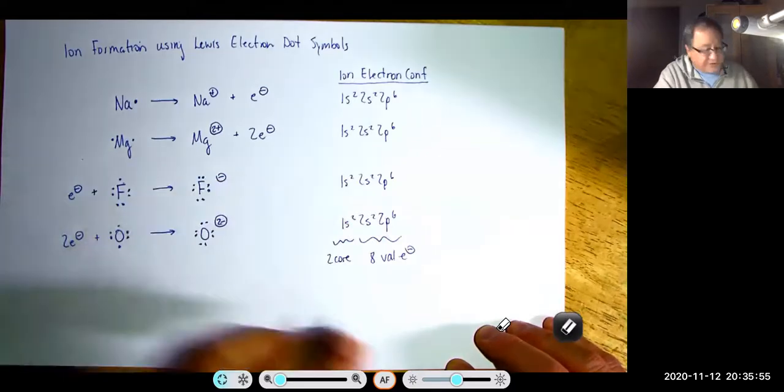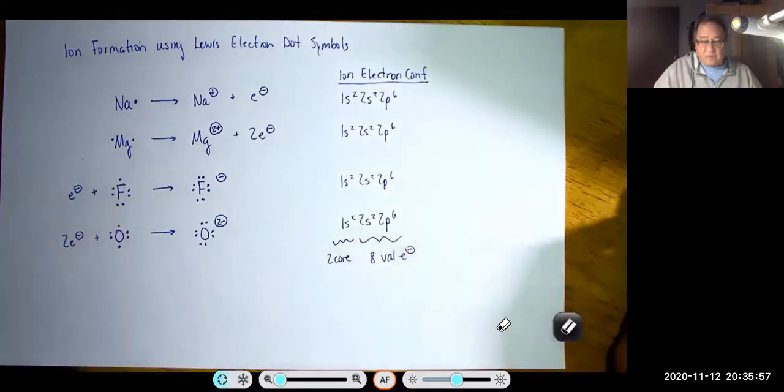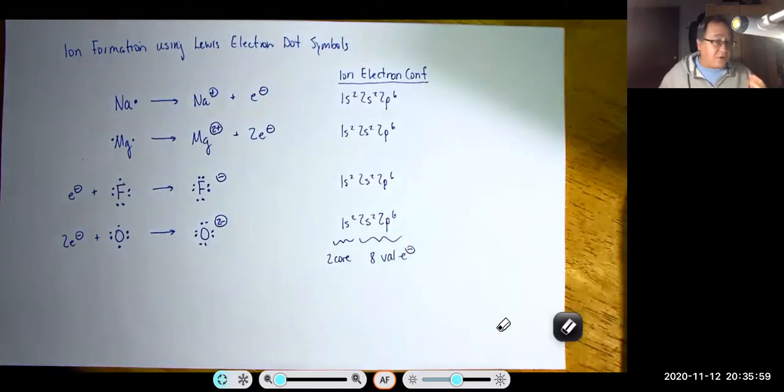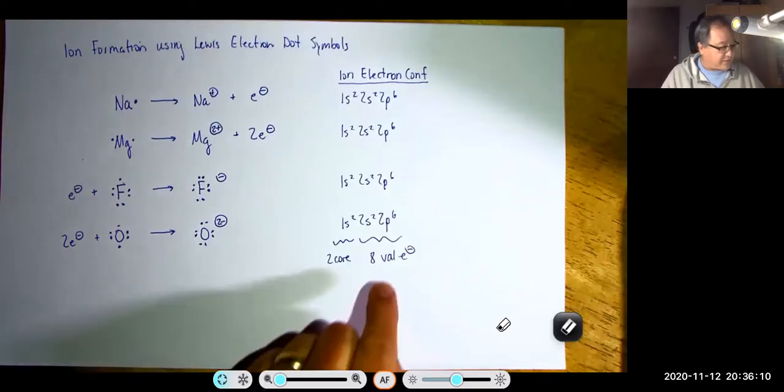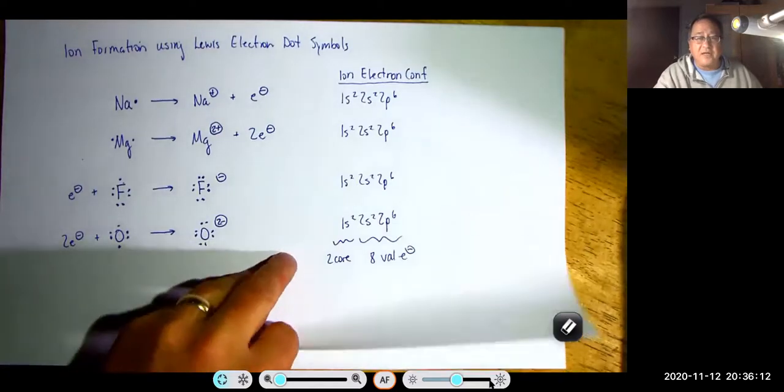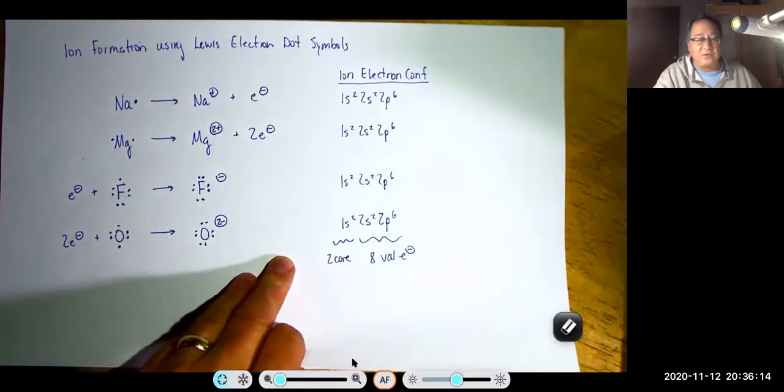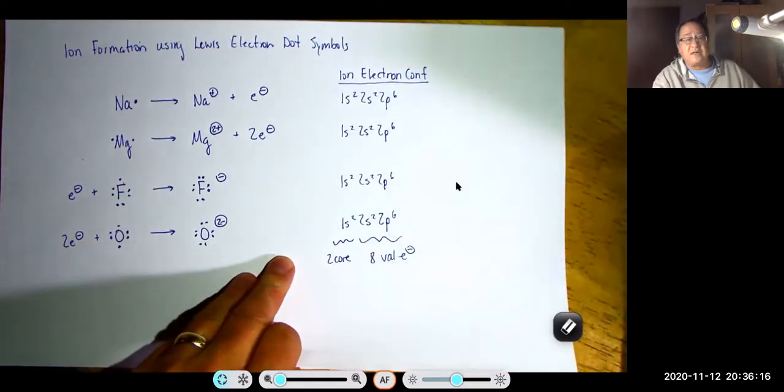So for these elements that are in the second period, or excuse me, the third period, and these that are in the second, so second and third, what do they end up doing? They end up losing electrons or gaining electrons until they have 8 valence electrons. And that's going to lead us to what's called the octet rule. So let's take a look at the octet rule, okay?